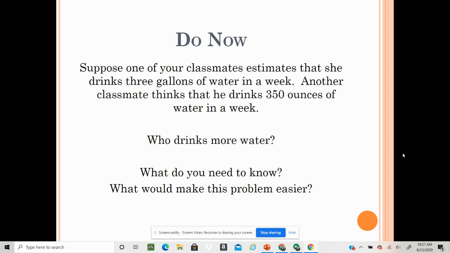So again, starting with the do now, suppose one of your classmates estimates that she drinks 3 gallons of water in a week. Another classmate thinks that he drinks 350 ounces of water in a week. Who drinks more? What do you need to know? And what would make this problem easier? Well, you need to convert them into like units. Unless you're really good with ounces compared to gallons off the top of your head, and some of you may be, then you need to get them in the same units.